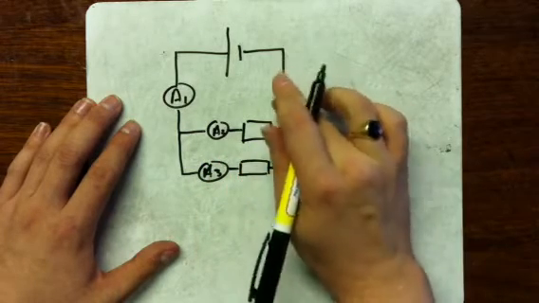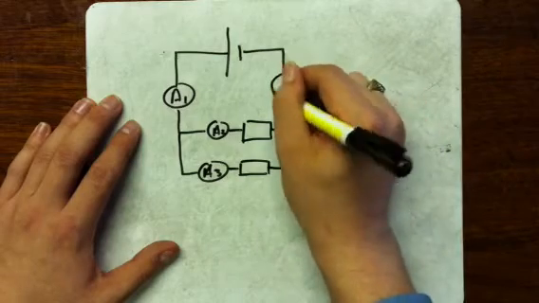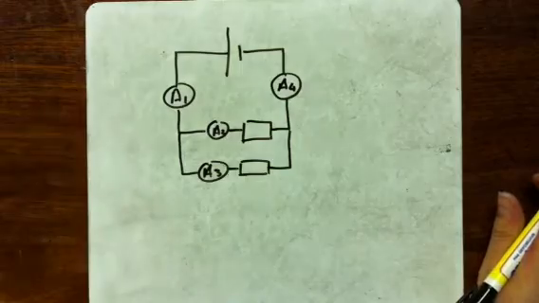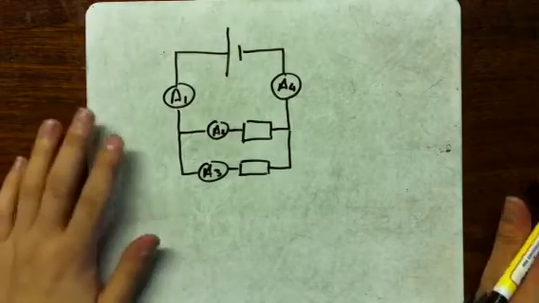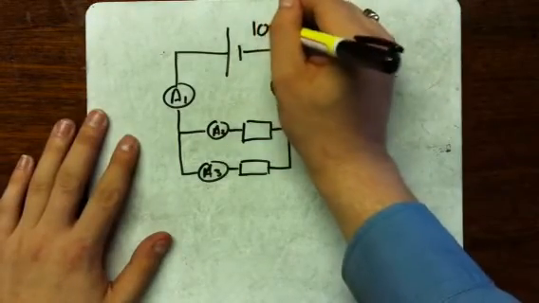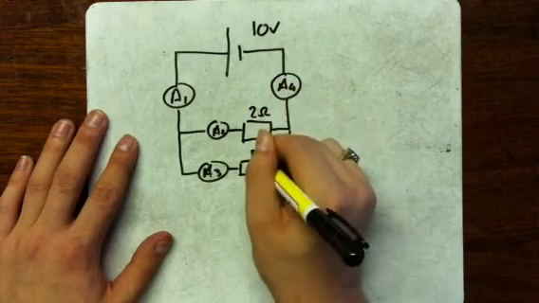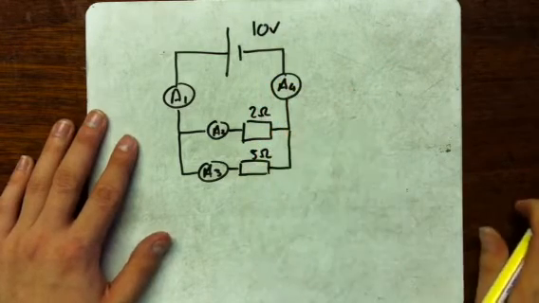I do apologise, I forgot to draw another ammeter there, which is A4. And we need to find A1, A2, A3 and A4. The values given is that the power supply is 10 volts, we have a 2 ohm resistor on this branch and a 5 ohm resistor on this branch.